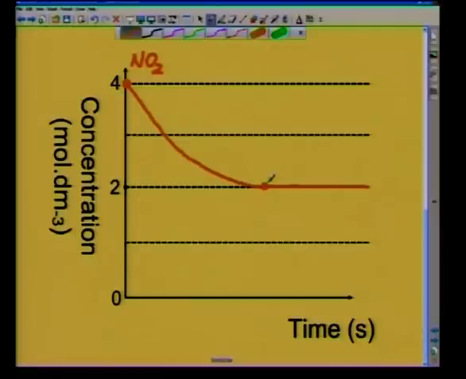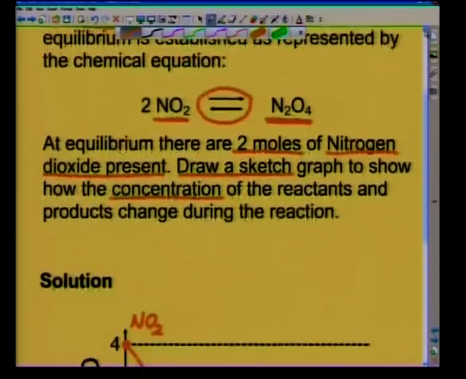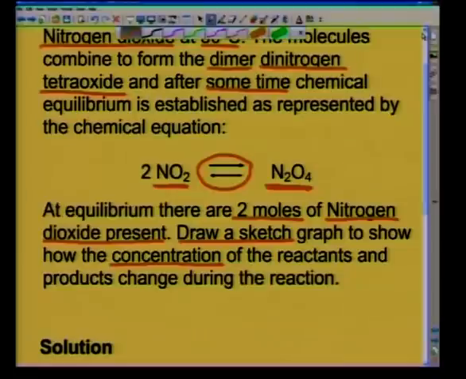Why do I have it like that? Because nitrogen dioxide is actually the reactant. It's being consumed. It's getting less and less in terms of concentration in mole per cubic decimeter. And I'm told that at equilibrium, 2 moles are left. That means that 2 moles have been used up. Now, there's something very interesting that I need to show you. Let's go back to the equation. There is something called mole ratio or molar ratio.